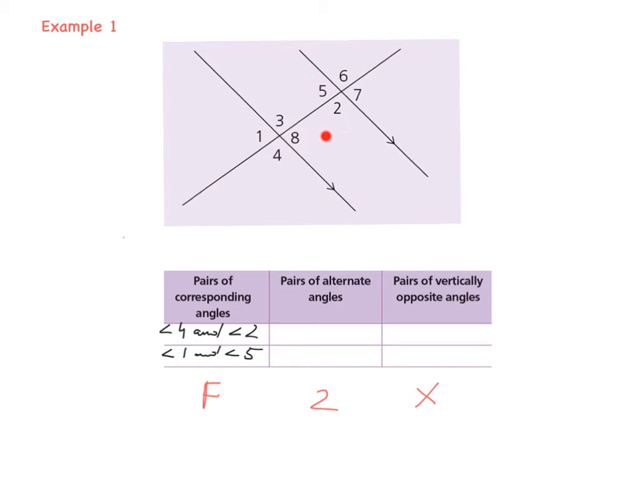We have 5 and 8, and the other way 2 and 3. So 5 and 8, and 2 and 3. And the last one, vertically opposite angles, where we have X. Okay, so X in here, we have 1 and 8, 3 and 4, and here 6, 2, 5, 7.